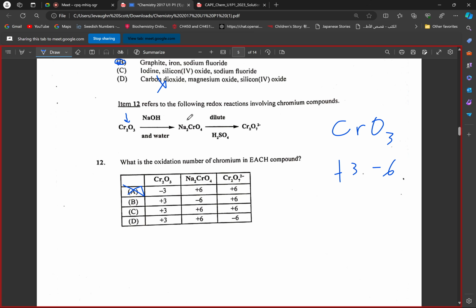+3. What is the oxidation state in sodium chromate? That would be +6, so it can't be B, right? And then the last one would be +6 again, right? So C is the answer. Elimination is relentless. Yes, sir.